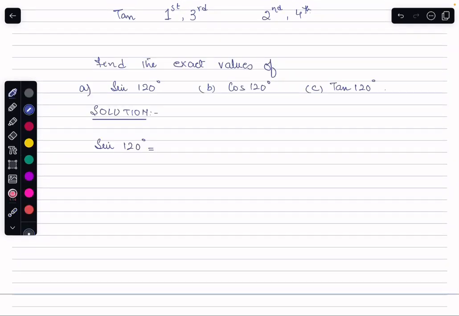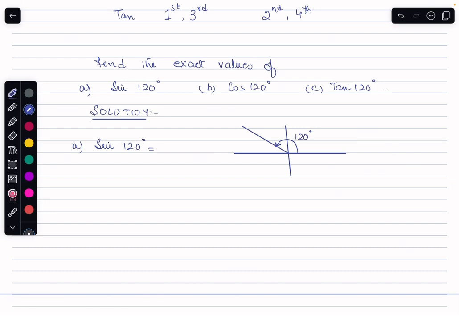Now the question says, find the exact values of part A, sine of 120 degrees. So solving part A, sine of 120 degrees. If I just sketch my rotation, then I see that 120 degrees will be represented in the second quadrant. This rotation being between 90 and 180 degrees, it has to be in the second quadrant, so I can say that the general angle, the complete rotation, is 120 degrees.